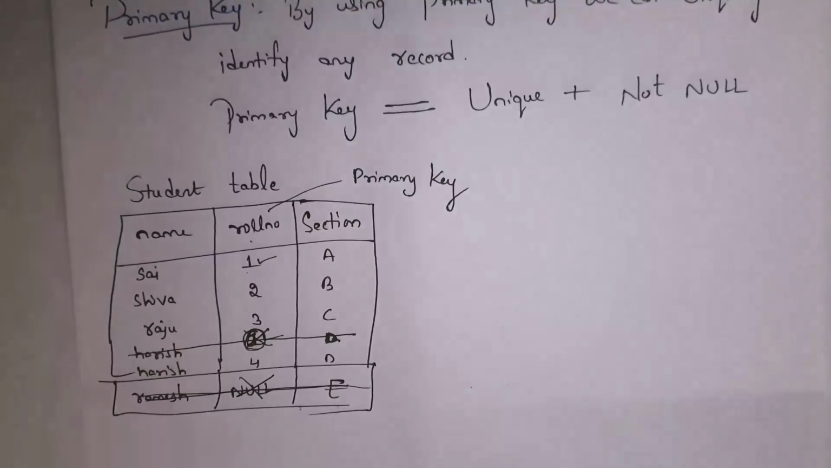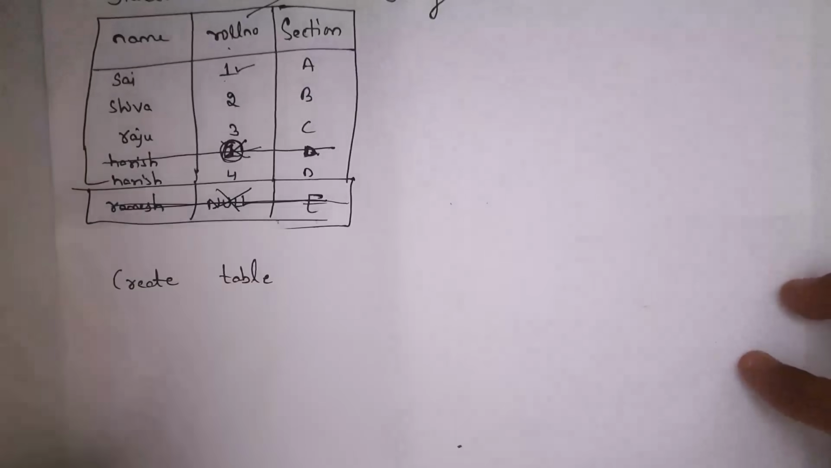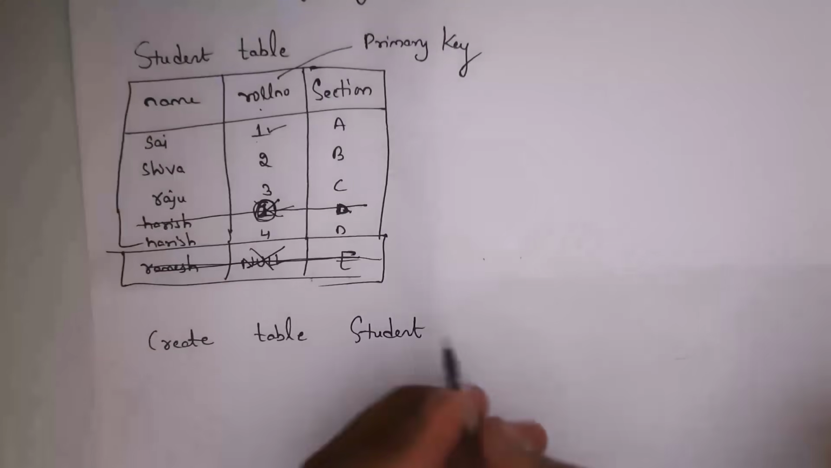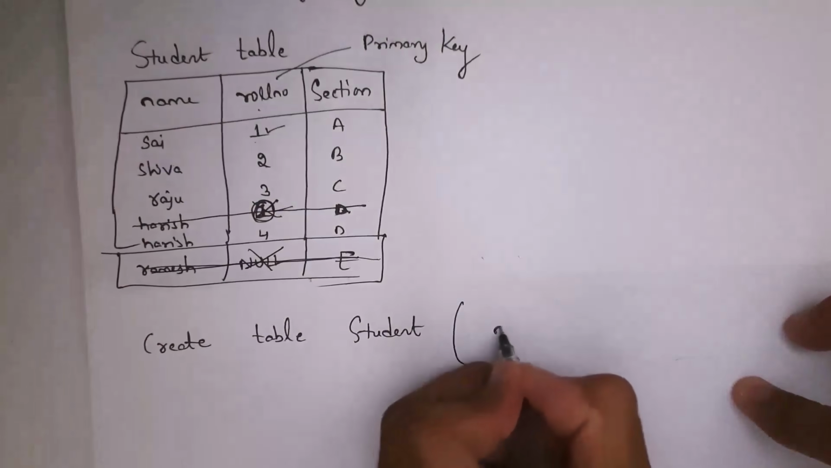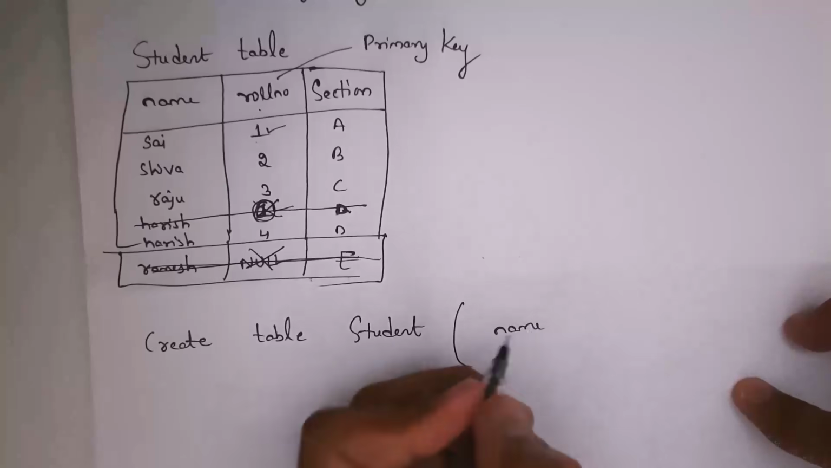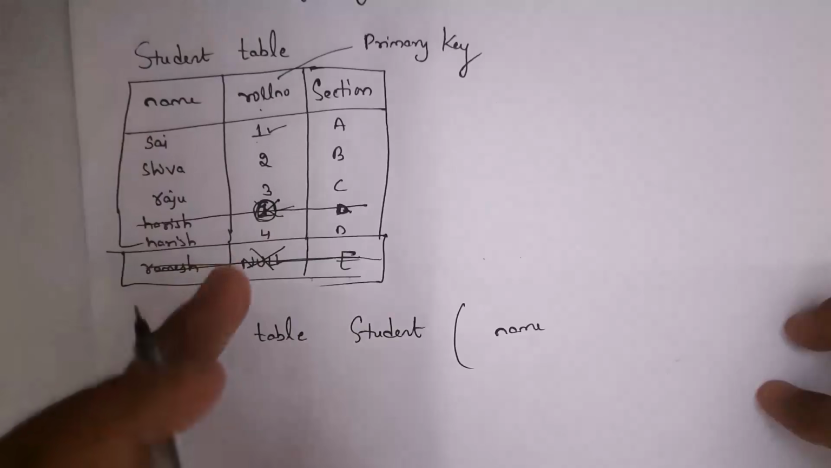Now I will write code in order to create the student table. I want to create a table, and the table name is student. So write here create table student, open bracket. The first column is name, so write here name, which is the column name. And here you need to give a data type. I want to give names like Sai, Shiva, Ramesh, and so on.